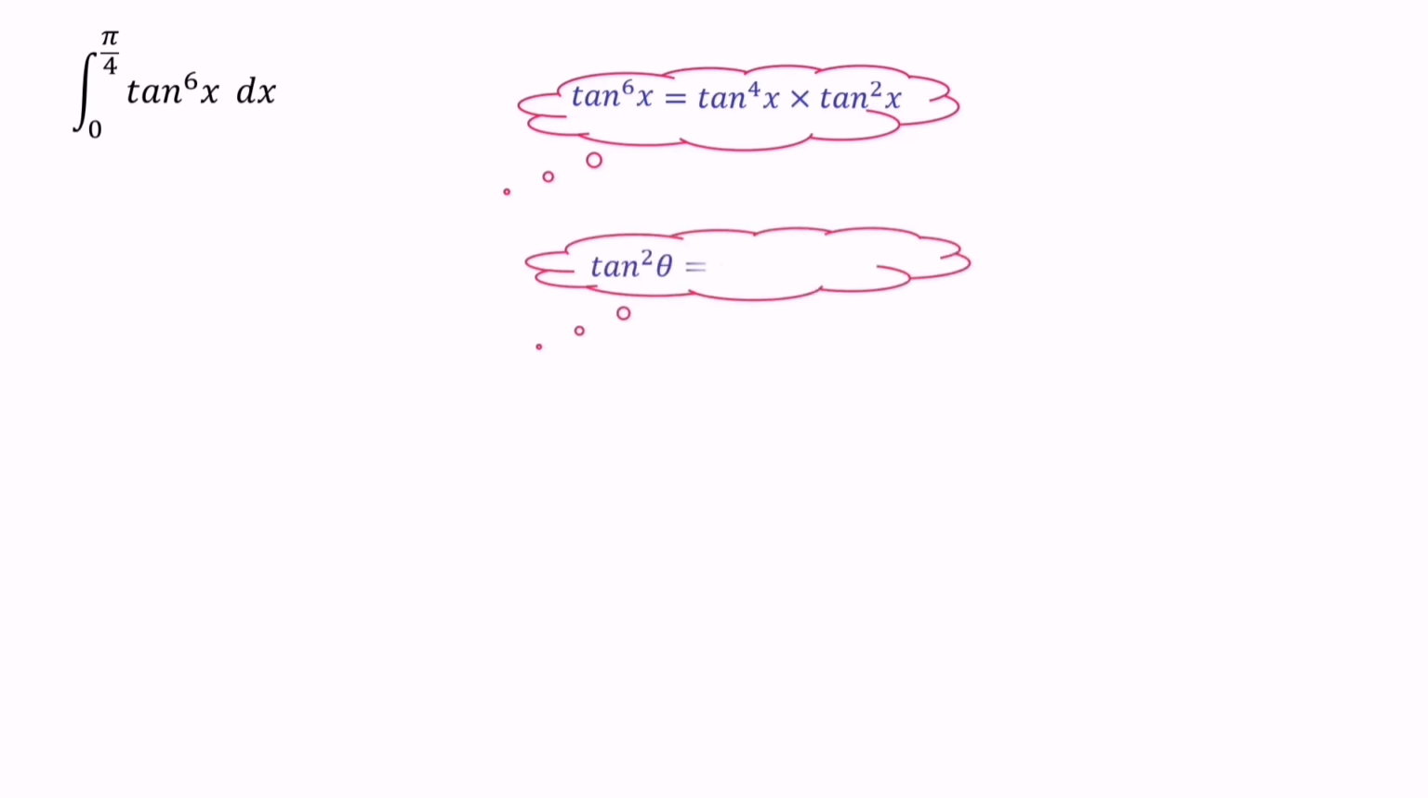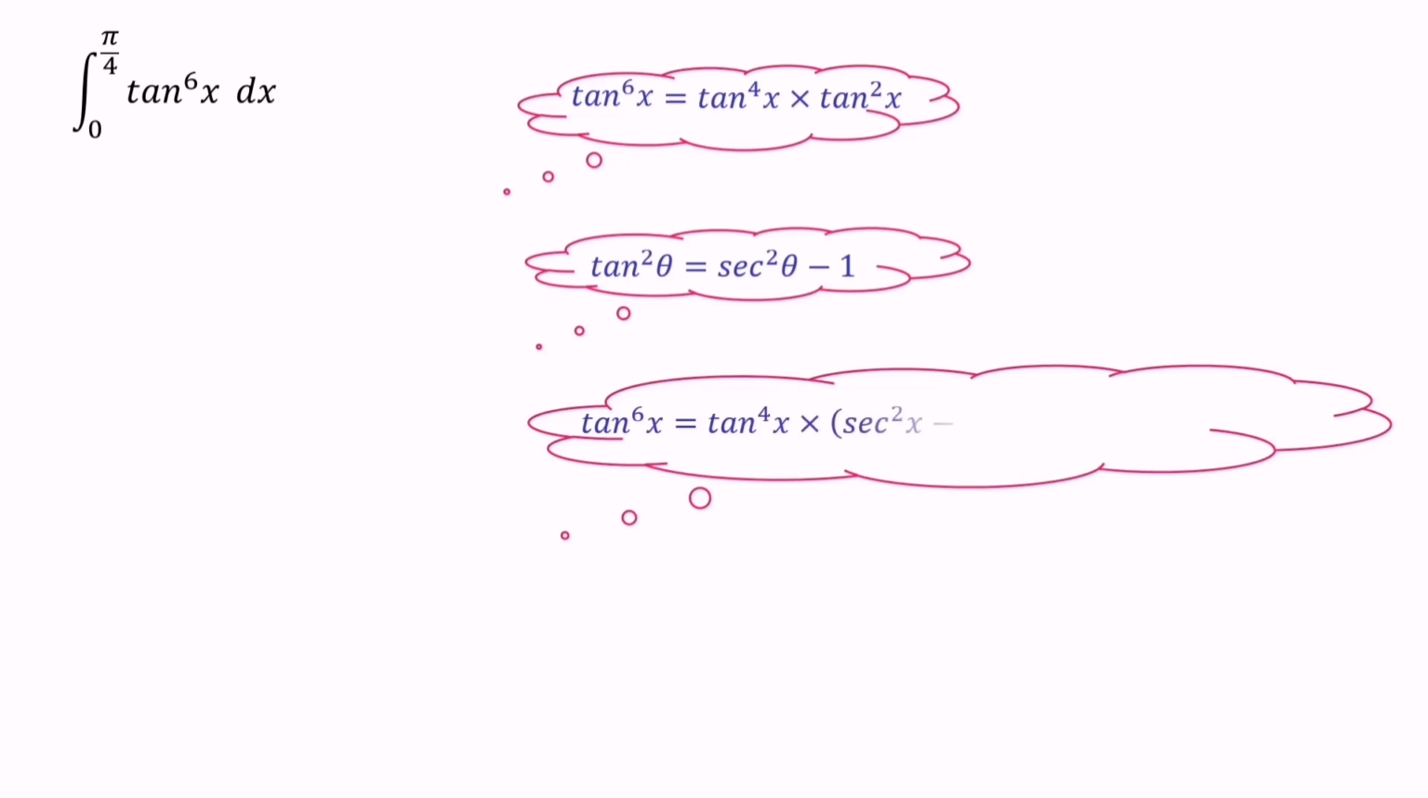Before we start anything, let's think about how we can solve this question. In this question, tan to the power of 6x can be expressed as tan to the power of 4x times tan squared x to reduce the index value of the tan x term. Using the trigonometric identity tan squared theta equals sec squared theta minus 1, we can express tan squared x, and after that we can remove the brackets.